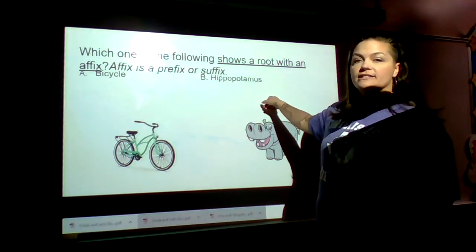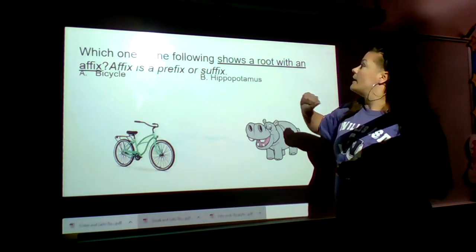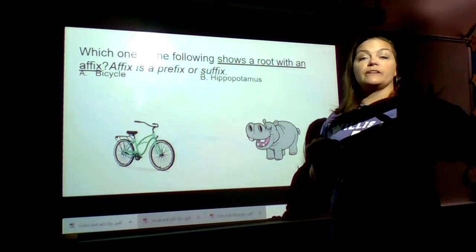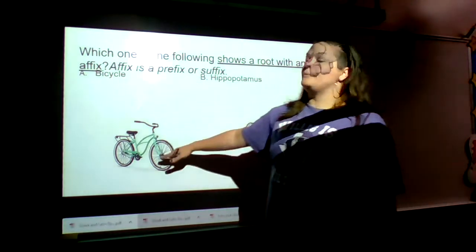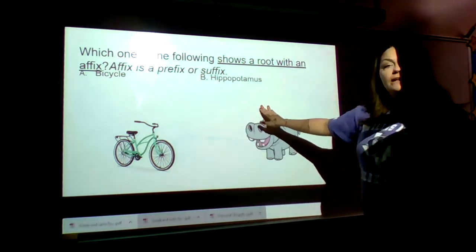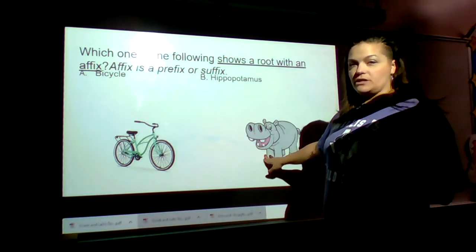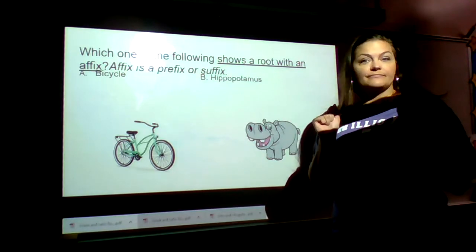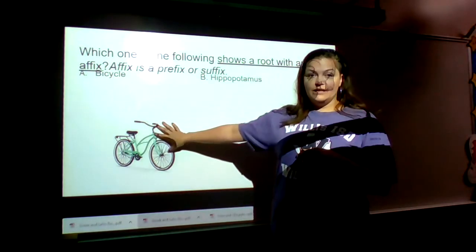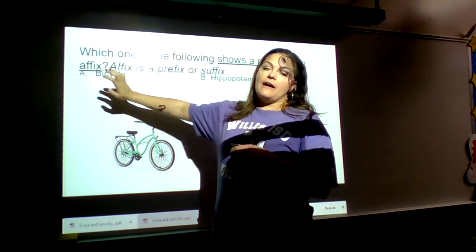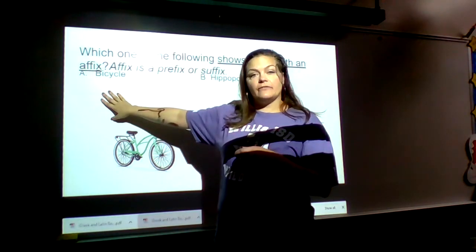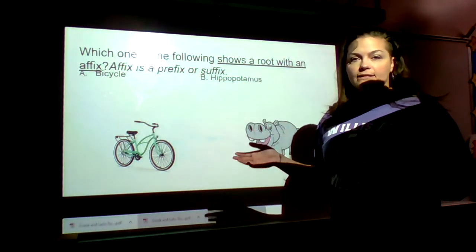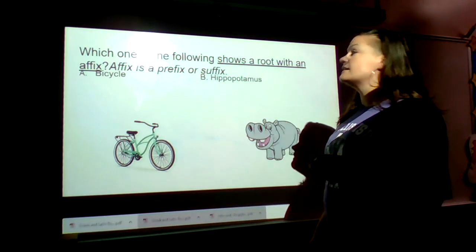Which of the following here is going to show a root word with an affix? Remember, affix is simply a prefix or a suffix. So is it A, bicycle, or is it B, hippopotamus? Which one of these words has a prefix or a suffix? It should be bicycle. You have the word cycle in there, and you have bi at the beginning of it, which means two. Okay? Hippopotamus is a word all entirely on its own. It does not have the prefix and suffix at the end that changes the word any.